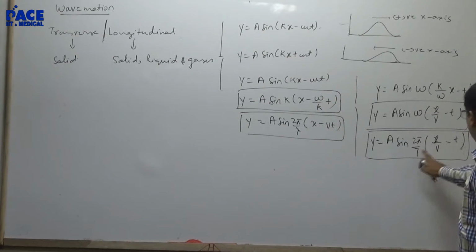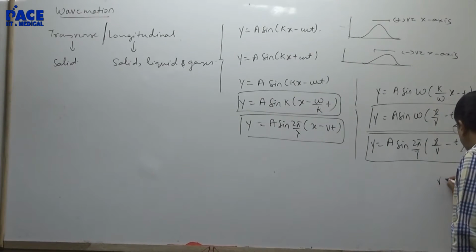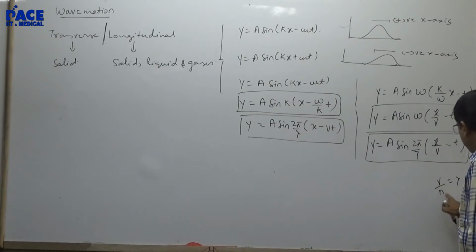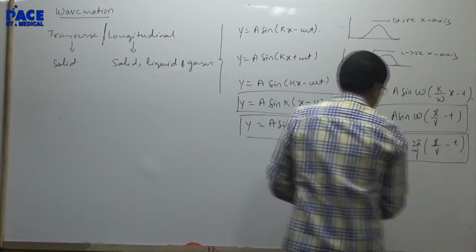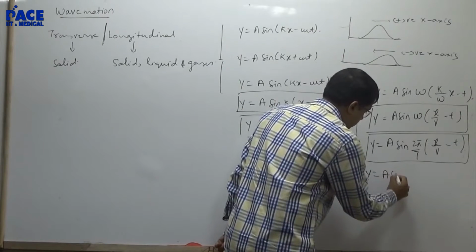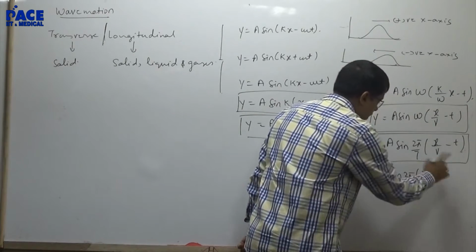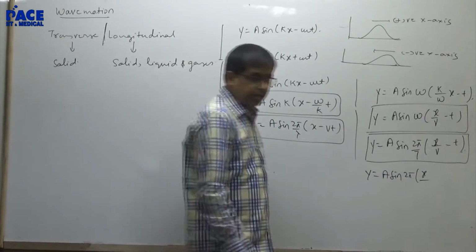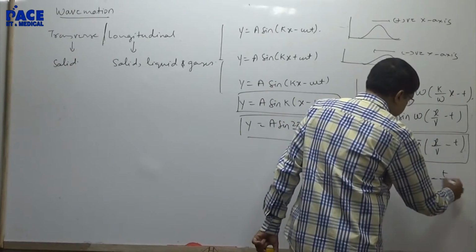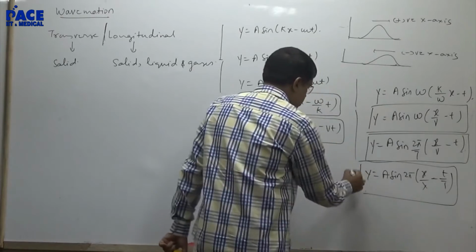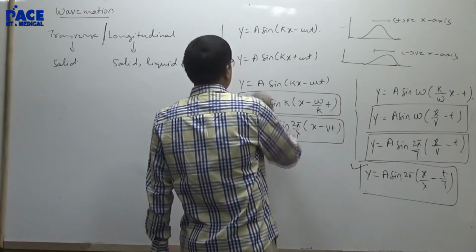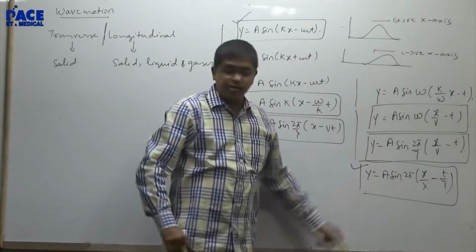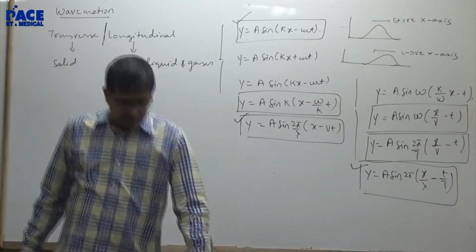Now here we can play with one more parameter. If T is taken inside, v into T will be lambda, right? This is the third form that they will play with. This is y is equal to a sin 2 pi (x by vT minus t by T), and vT is lambda. This formula is important. These two will come as a consequence of this. Remember that expression. They have asked you questions on this.